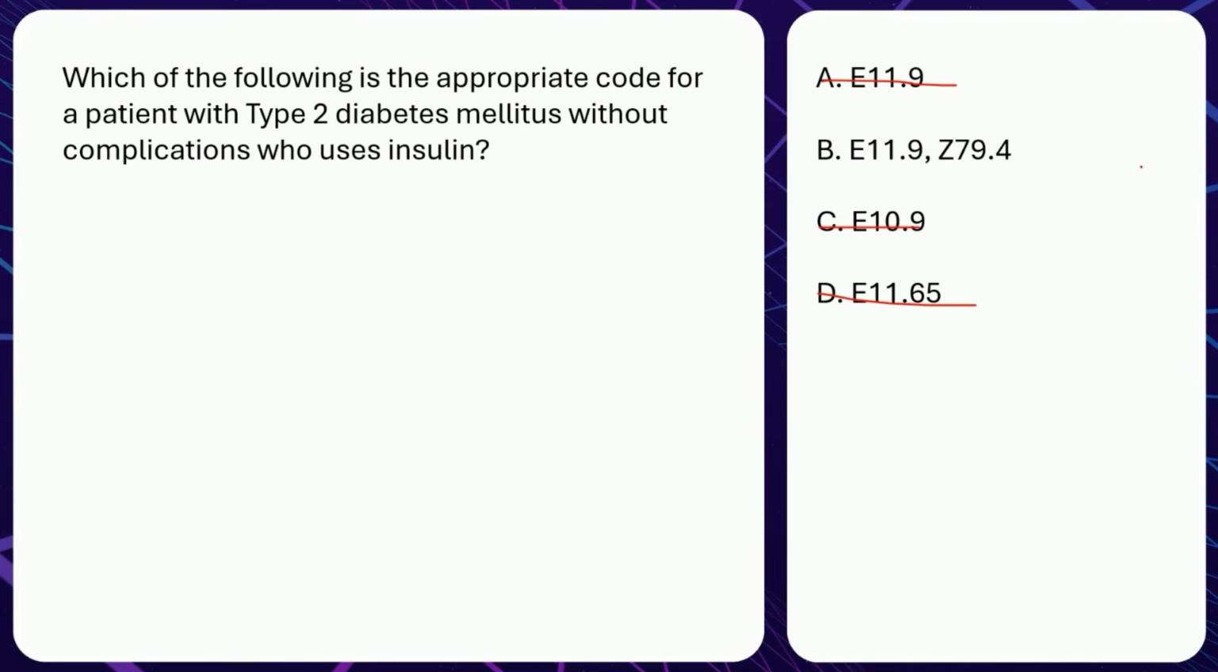Diabetes is one that people memorize a lot too. Of course, coding is not about memorization, but there's certain codes that get used so frequently that you tend to remember them. So if you can even remember that the code for default type 2 diabetes without complications is E11.9, you could even narrow this down to A or B. But in this case, when we're looking for that, it is our E11.9 and the Z79.4 for our insulin use. The E10, I believe, is a type 1 diabetes code, and then the E11.65 is for with hyperglycemia, and that doesn't apply here. They didn't say anything about the patient having hyperglycemia.